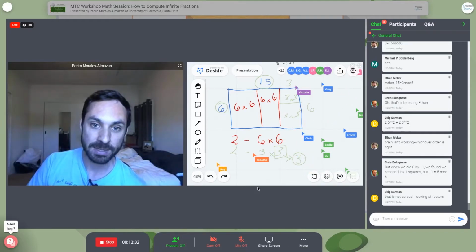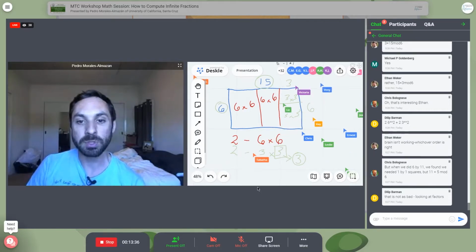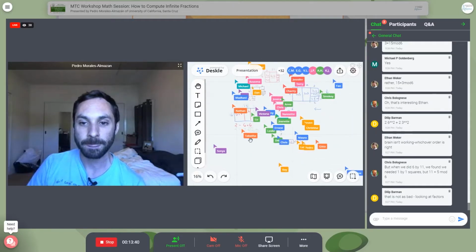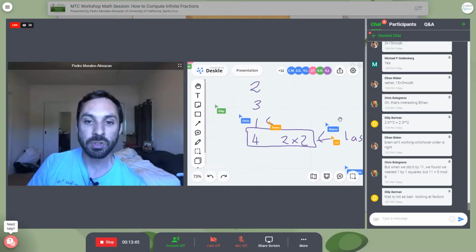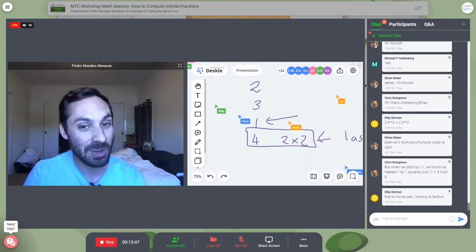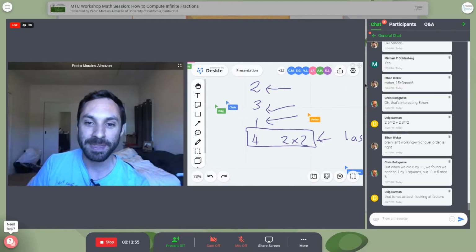So in here, for example, I'm going to tell you that there are 4 2x2s. That is the last stage. Then on the previous stage, we had just one square, but I'm not going to tell you what was the size of that last square. In the previous one, we had 3, and in the first stage, we had 2, but the sizes are unknown.